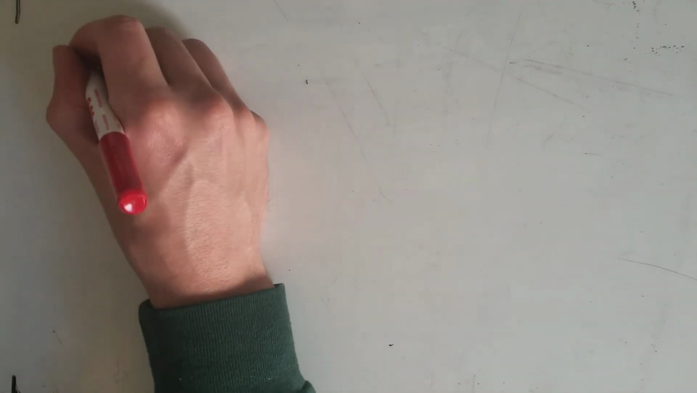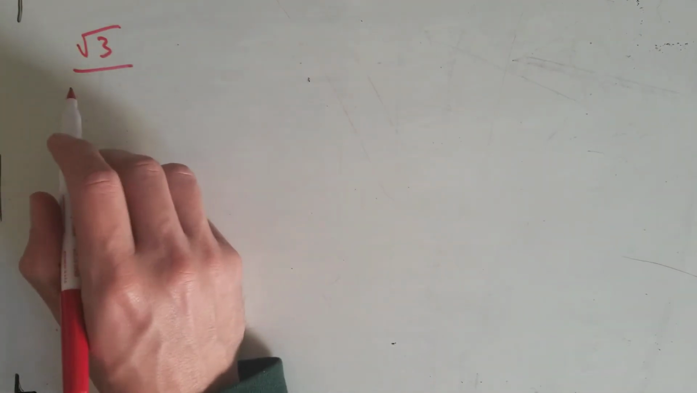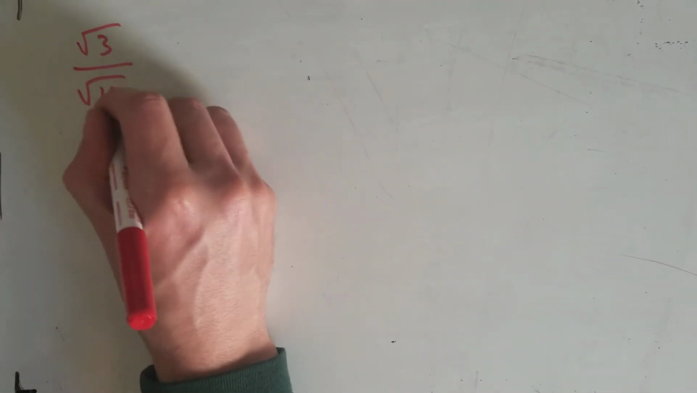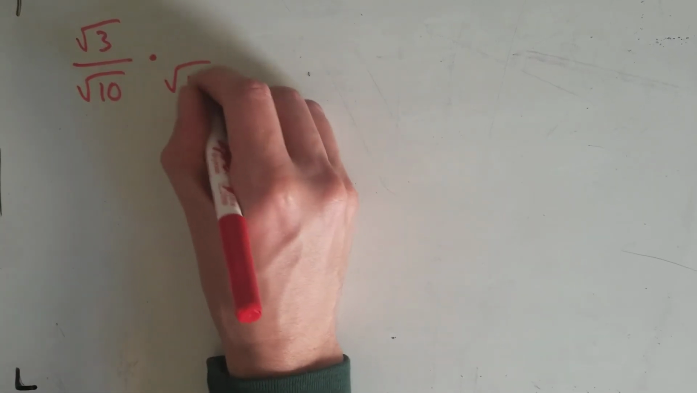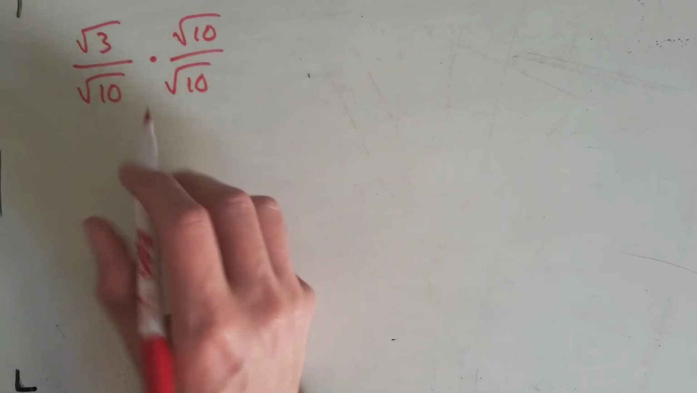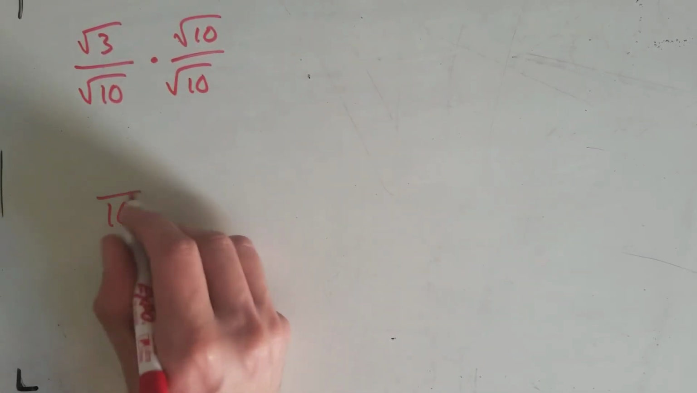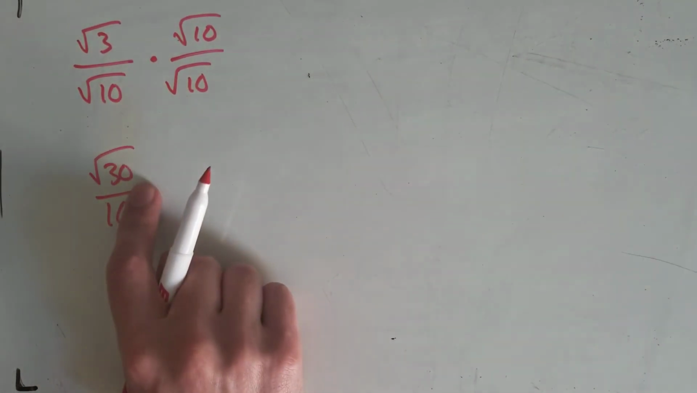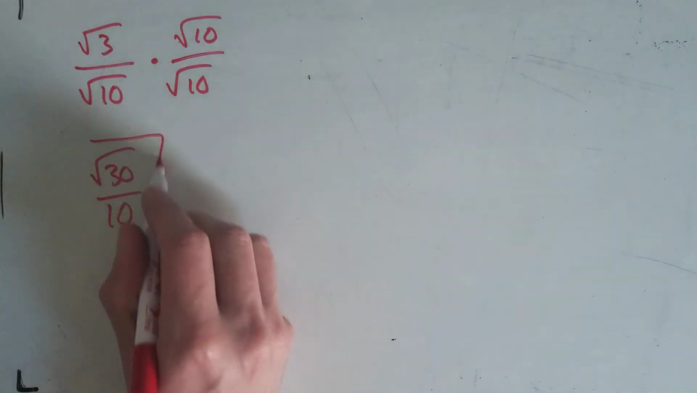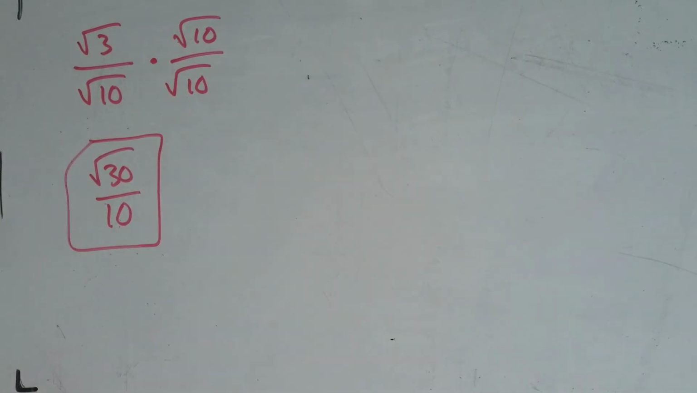So our first one, we have the square root of 3 over the square root of 10. You're going to need to rationalize here. So I'm going to multiply the top and the bottom by the square root of 10. You'll be left with a 10 on the bottom and a square root of 30 on the top. Can't simplify that radical, so we are in simplest radical form right here.